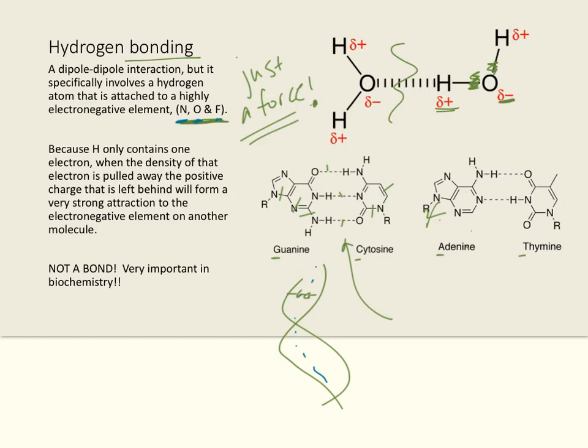Same over here, nitrogen directly to a hydrogen and nitrogen directly to a hydrogen, and they're attracted to another electronegative element that has a lone pair of electrons on it. So this hydrogen, because it's so positive and it's very electron deficient, it wants more electrons, it will be attracted to those lone pairs that are on the other electronegative elements.